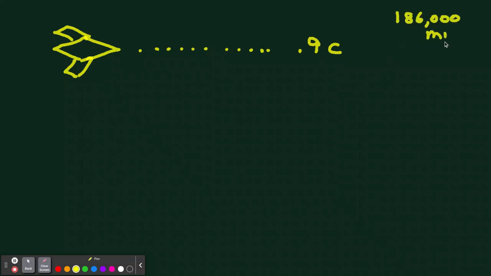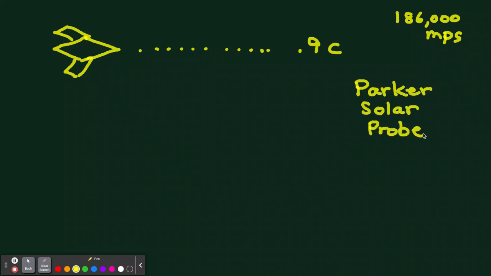186,000 miles per second. If you think about the fastest thing we have right now, it is the Parker Solar Probe. And the Parker Solar Probe, if you think about miles per second, it's going 92 miles per second. It's the fastest thing we have. So compare 186,000 miles per second to 92 miles per second. Can't even compare it. But anyway, here we have a ship moving.